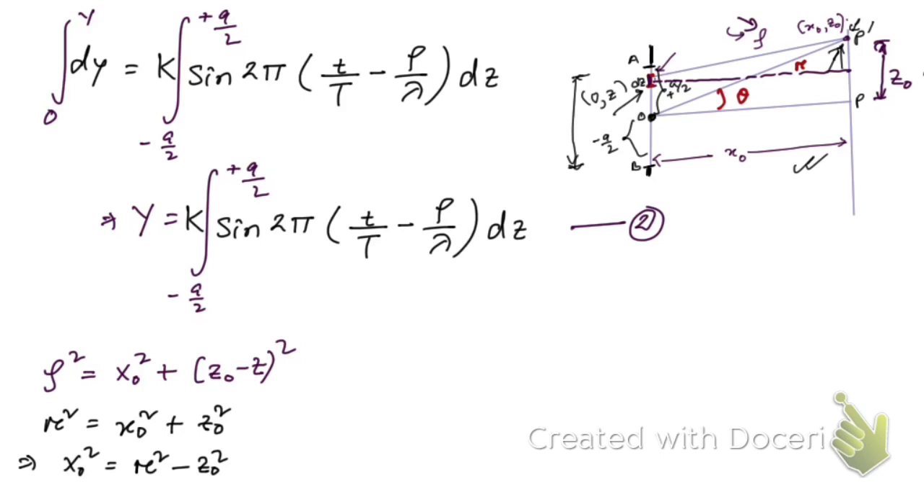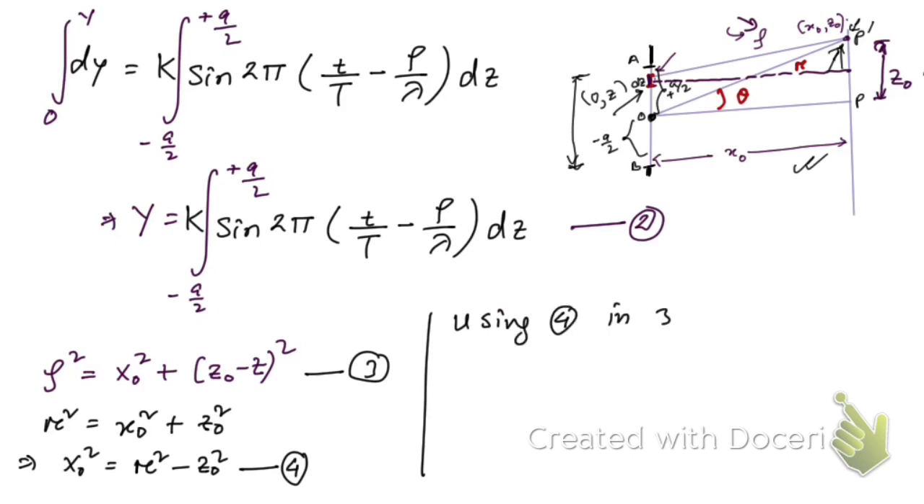Now here you see, if we substitute this value x naught in the above equation, suppose this is equation number 3 and this is equation number 4, using 4 in 3. If we use equation number 4 in 3, what we're going to have is rho square equal to, instead of x naught, r square minus z naught square, on the other side plus z naught minus z whole square. That's what we're going to have.